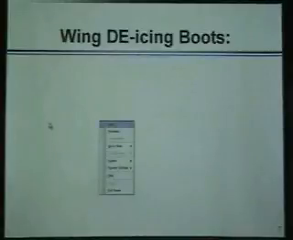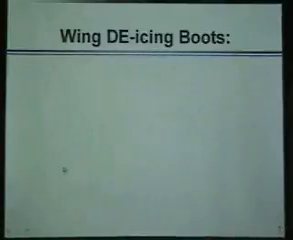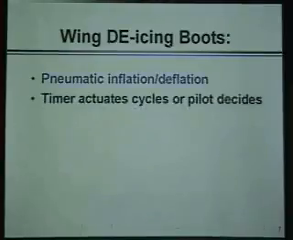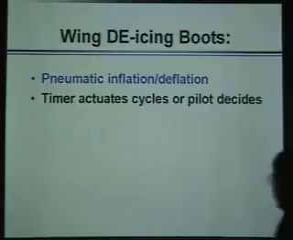Wing de-icing boots. They are powered by pneumatic power. That is, it's either an air compressor driven off of the engine, kind of like a vacuum pump except in reverse, or it's bleed air off of the compressor of a turbine engine. The boots operate either for a certain amount of time and then they stop if they have a timer on it, or on some systems the pilot has to turn them off.